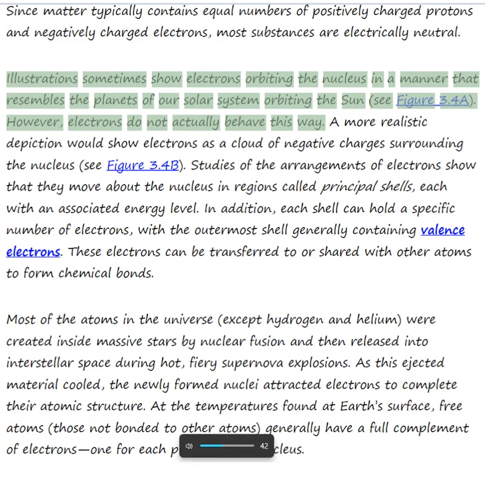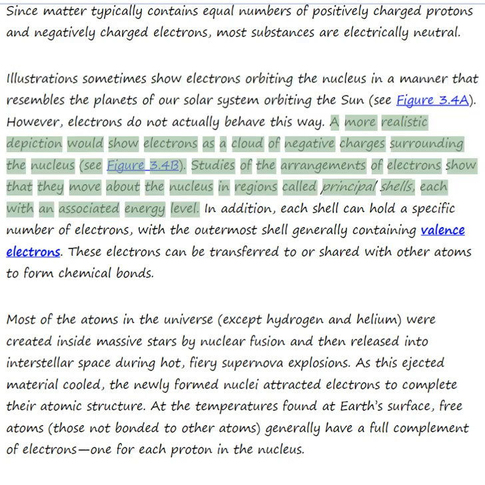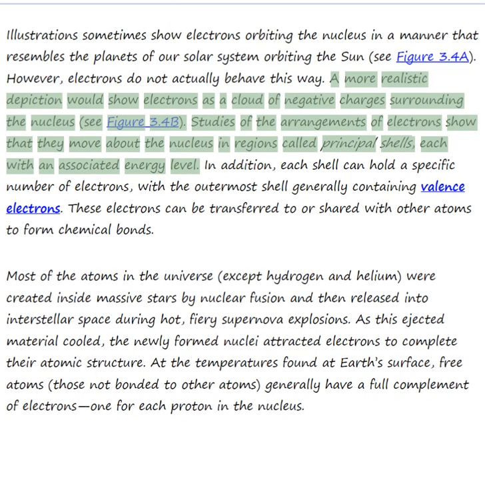Illustrations sometimes show electrons orbiting the nucleus in a manner that resembles the planets of our solar system orbiting the Sun. However, electrons do not actually behave this way. A more realistic depiction would show electrons as a cloud of negative charges surrounding the nucleus.